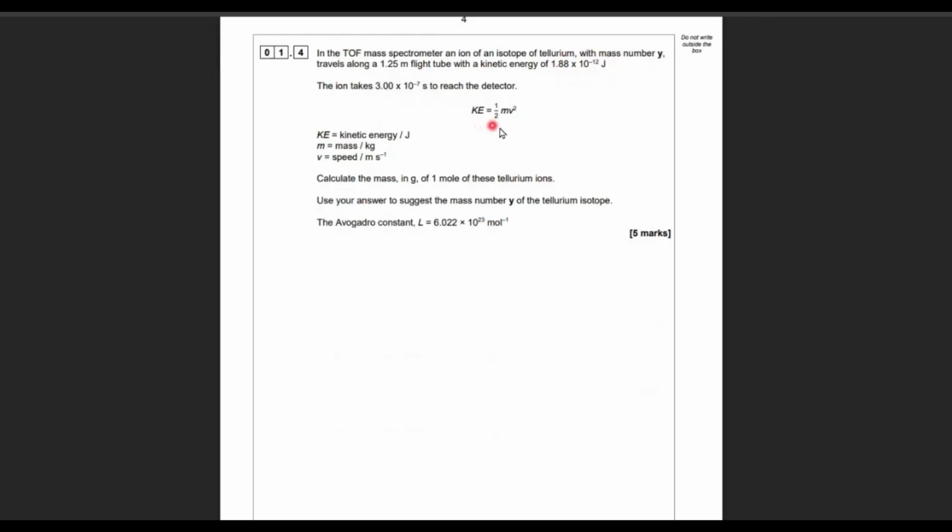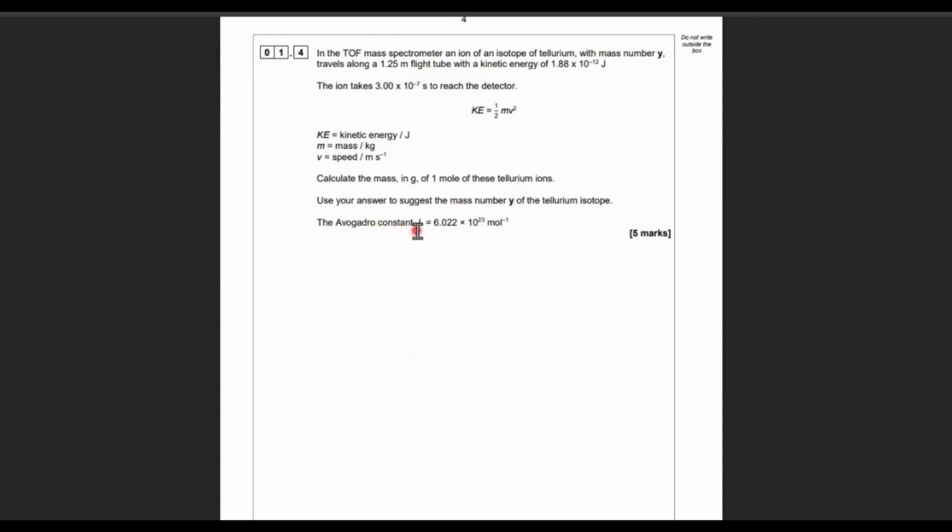Kinetic energy is equal to half mass velocity squared. This is where the kinetic energy is measured in joules, the mass is measured in kilograms, velocity is measured in meters per second, and calculate the mass in grams. So we need to calculate the mass in grams of 1 mole of these tellurium ions. That's the first step. Use your answer to suggest the mass number Y of the tellurium isotope. So we're looking not at the relative atomic mass, but the mass number of an isotope. And so that will catch a few people out.